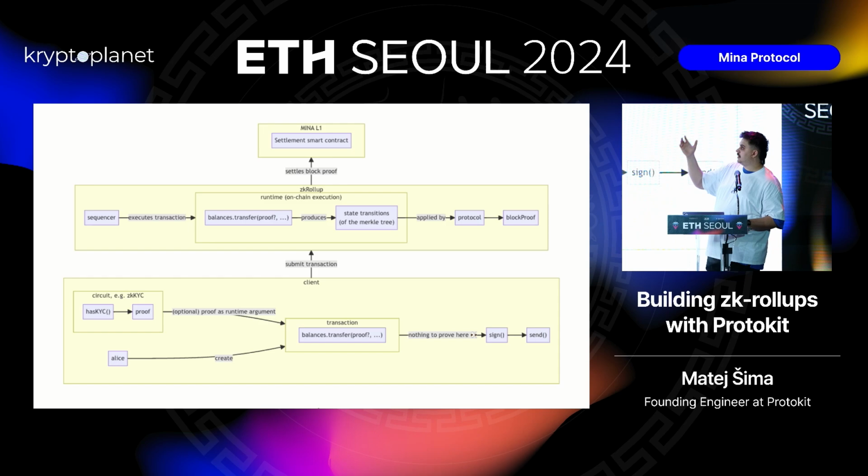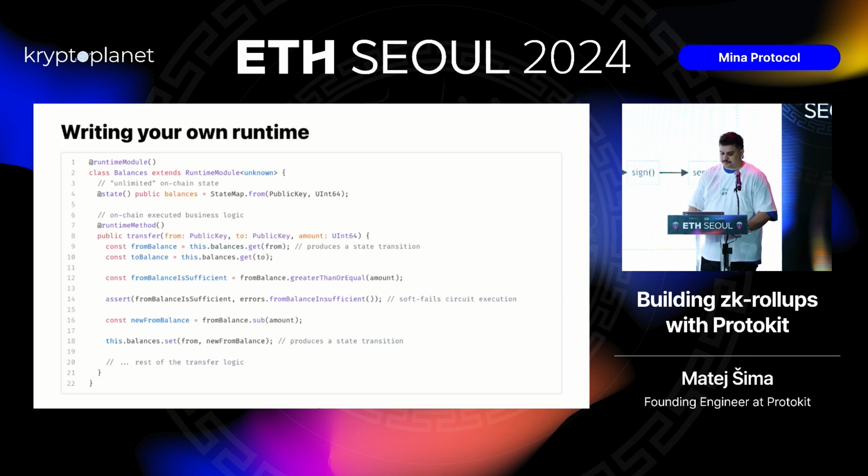The separation is that runtime logic produces not account updates, but state transitions. These are applied through separate circuits, and you end up again with a block proof. And that block proof is like one huge account update that goes to the Mina L1.